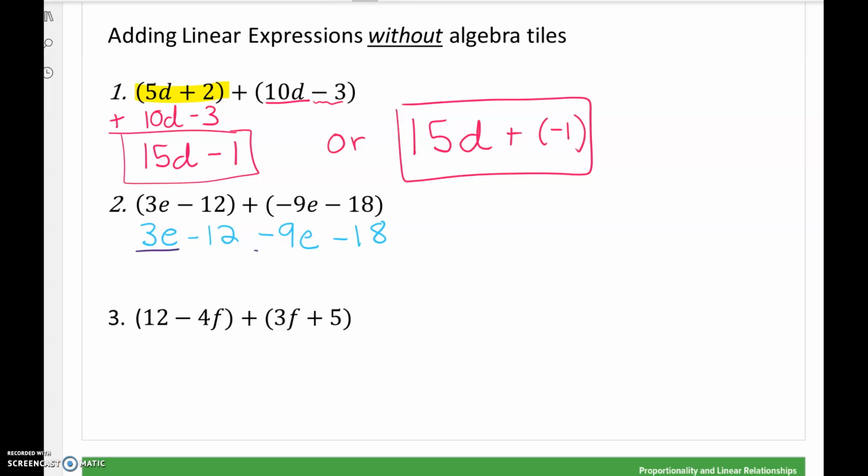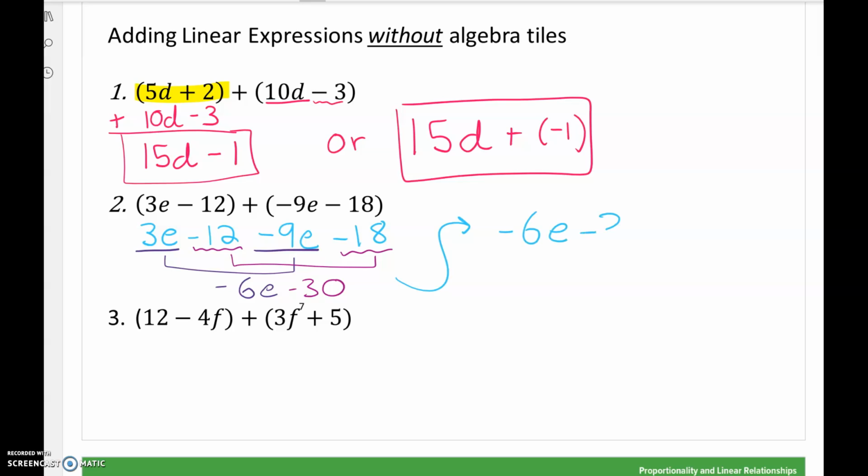So I have 3e and negative 9e. When we combine them together, 3 and negative 9 makes negative 6e. And then we have negative 12 and negative 18. So again, when we combine those two, we're going to get negative 30. Oops, forgot to write the e on here. So negative 30. If we want to write our full answer, just make it a little nicer, we have negative 6e minus 30.